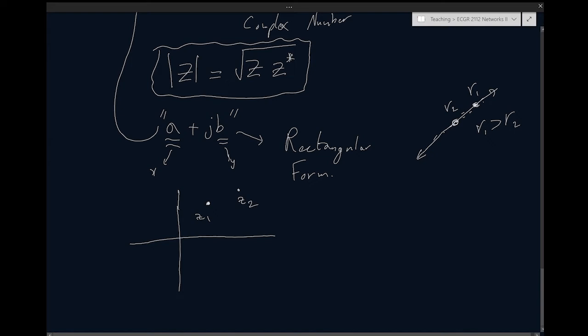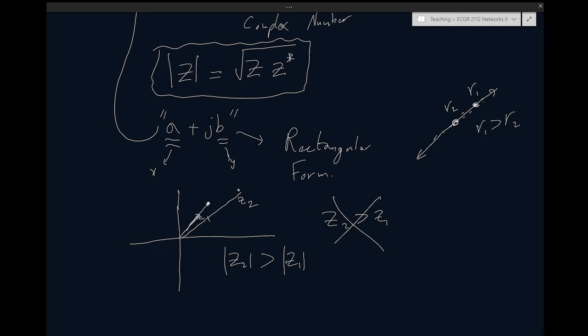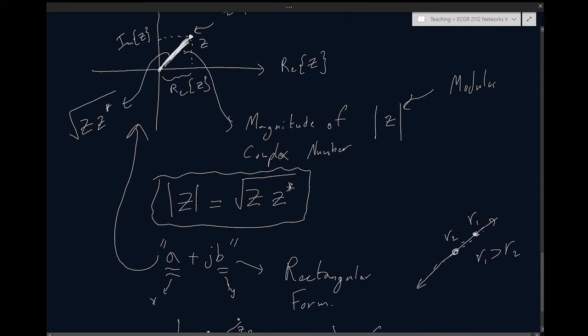What has meaning is the magnitude being different. So we could say that the magnitude of Z2 is larger than the magnitude of Z1. But there is no meaning for Z2 being larger than Z1. That has no meaning. Another way of stating this is that complex numbers are not ordered.